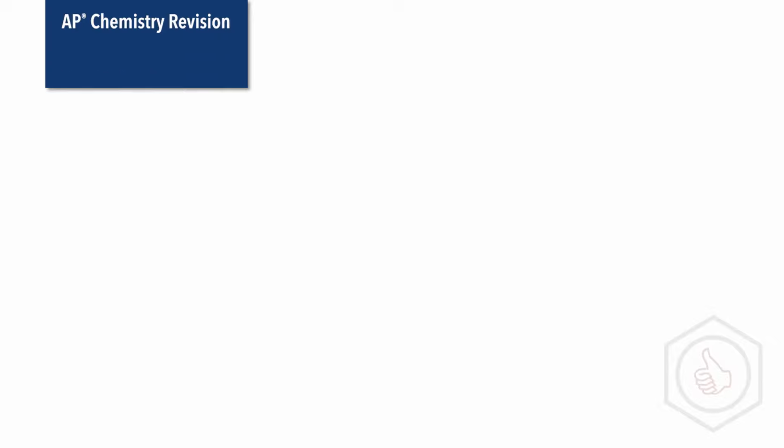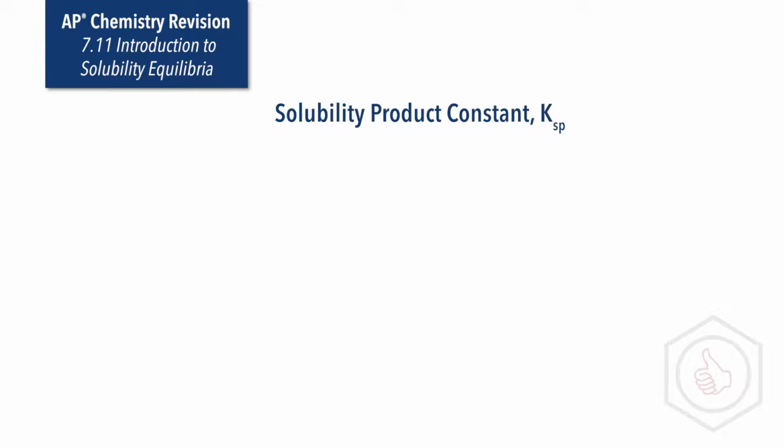Hello, so this is a revision video for AEP Chemistry 7.11, Introduction to Solubility Equilibria. KSP is the solubility product constant. It shows the equilibrium position of a dissolving ionic compound. It is an equilibrium constant that works in a similar way to Kc and Kp, but with a few exceptions.